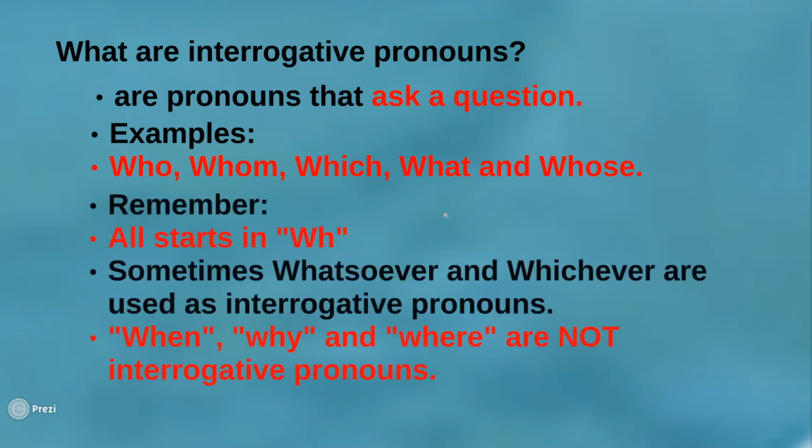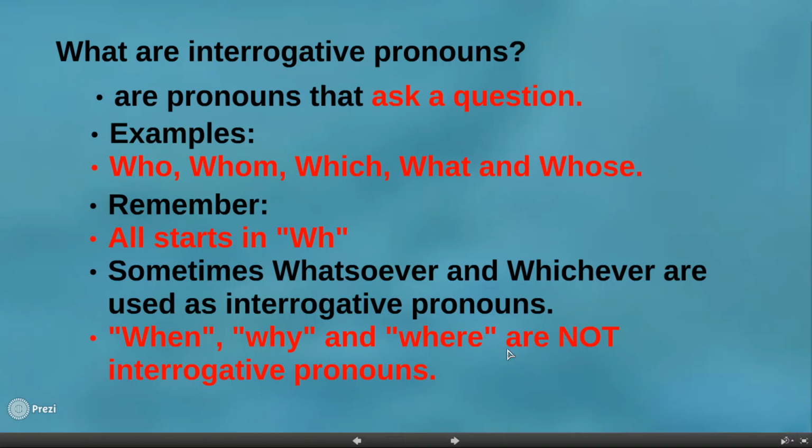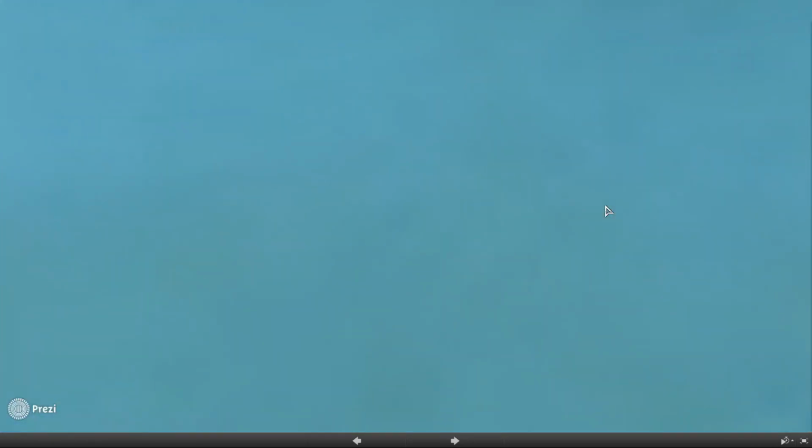So you need to remind yourself that all of these 5 interrogative pronouns ask a question and all start with WH. Sometimes whatsoever and whichever are used as interrogative pronouns also. Okay? And lastly, when, why, and where are not interrogative pronouns. So remember that. These 3 words, when, why, and where, they are not interrogative pronouns. So we have only 5 of these words.